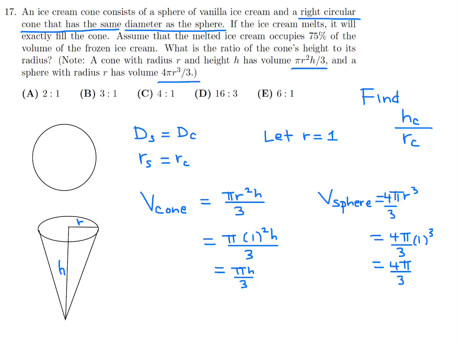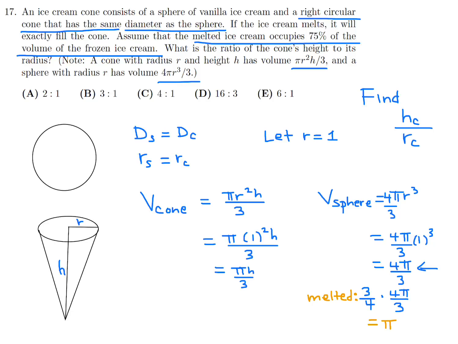Okay? Now, at this point, this piece of information: melted ice cream occupies 75% of the volume of the frozen ice cream. This is the volume of the frozen ice cream. Once it melts, we have to multiply by 3/4, which is 75%. 4 pi over 3, and the 4's cancel, 3's cancel, and we just get pi. And this is melted right there. So the melted ice cream is only pi in terms of its volume. Okay, so far you're with me.